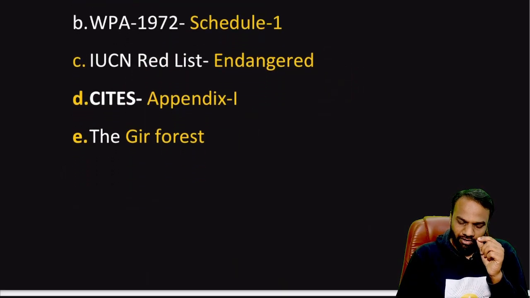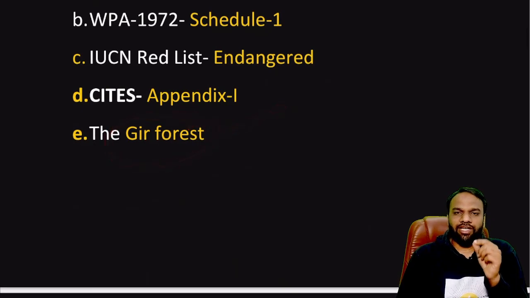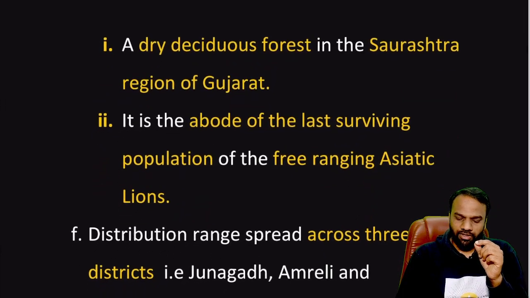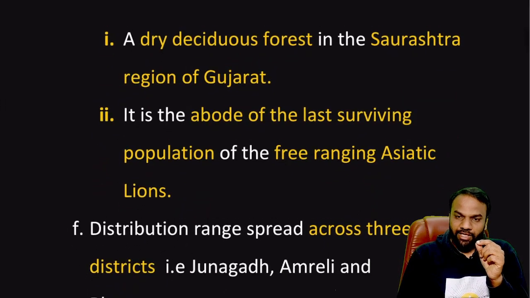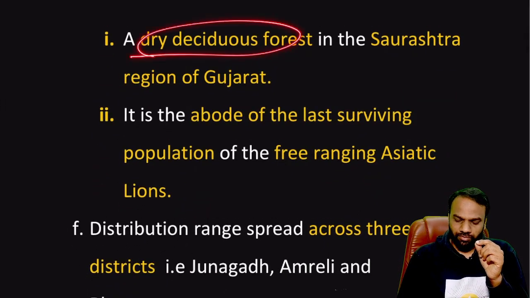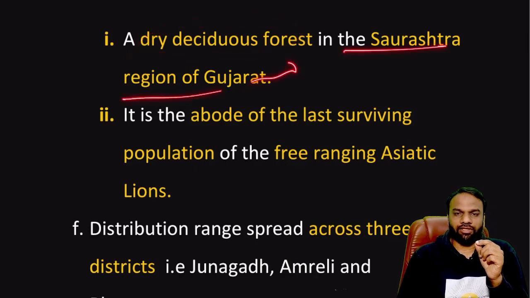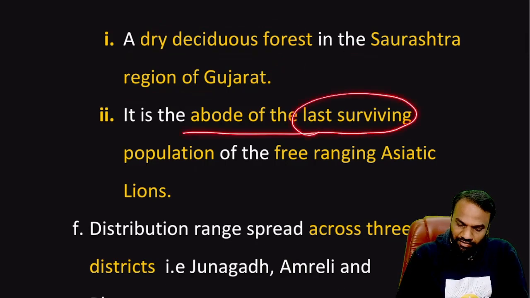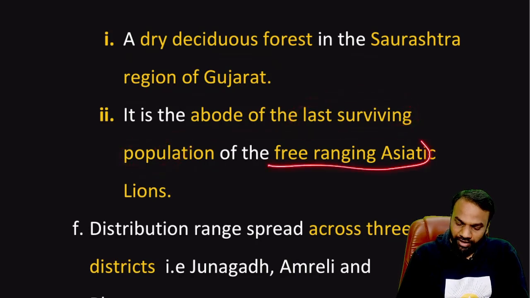So where do we find it? We find it in Gir forest. Asiatic lions are found in Gir forest in the state of Gujarat, a dry deciduous forest in the Saurashtra region of Gujarat. So Asiatic lions are found in the dry deciduous forest in the Saurashtra region of Gujarat. It is the abode of the last surviving population of the free-ranging Asiatic lions.